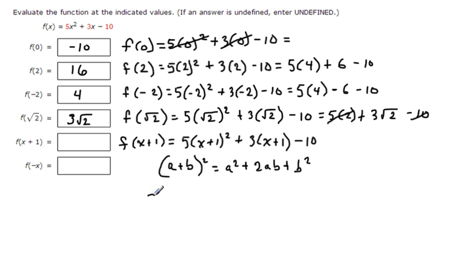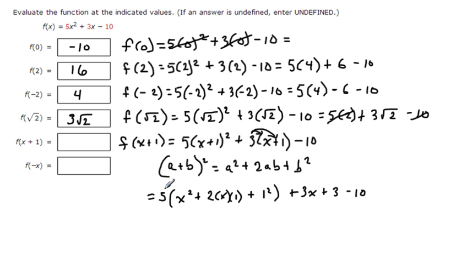So let's go ahead and do this. I'm going to have 5 on the outside of the parentheses times x squared plus 2 times x times 1 plus 1 squared. Close the parentheses. So this is our binomial expansion here. With this 3, what we're going to do is distribute. 3 times x is 3x. 3 times 1 is 3, and then minus 10.